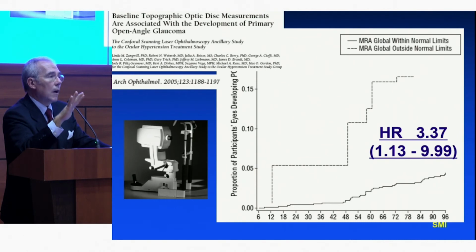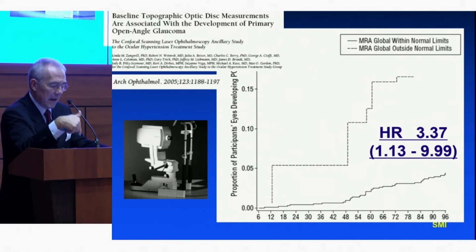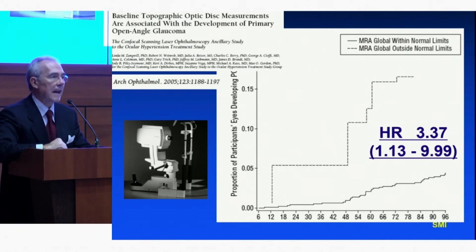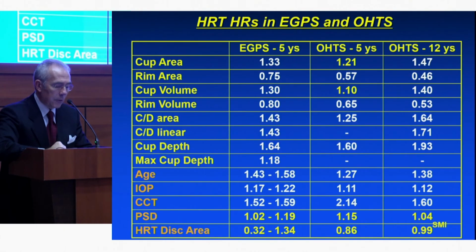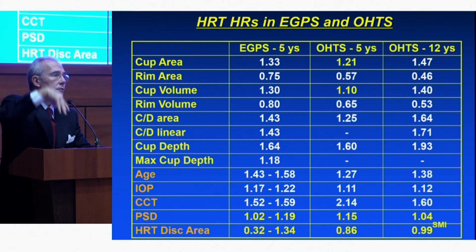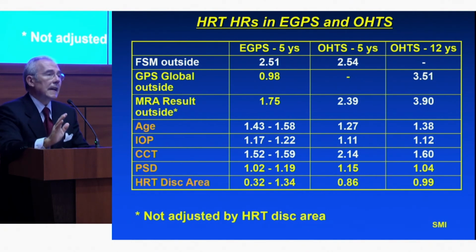Both the OHTS and the EGPS have shown that those patients who had an abnormal HRT examination at the beginning of the study had a higher risk to develop glaucoma over time. This holds true for the multivariate regression analysis in the OHTS, the multivariate regression analysis in the EGPS, and if we compare all the parameters in the two studies, they were really the same. This means that this kind of examination may really be helpful in detecting those patients who may have a higher risk to develop glaucoma.